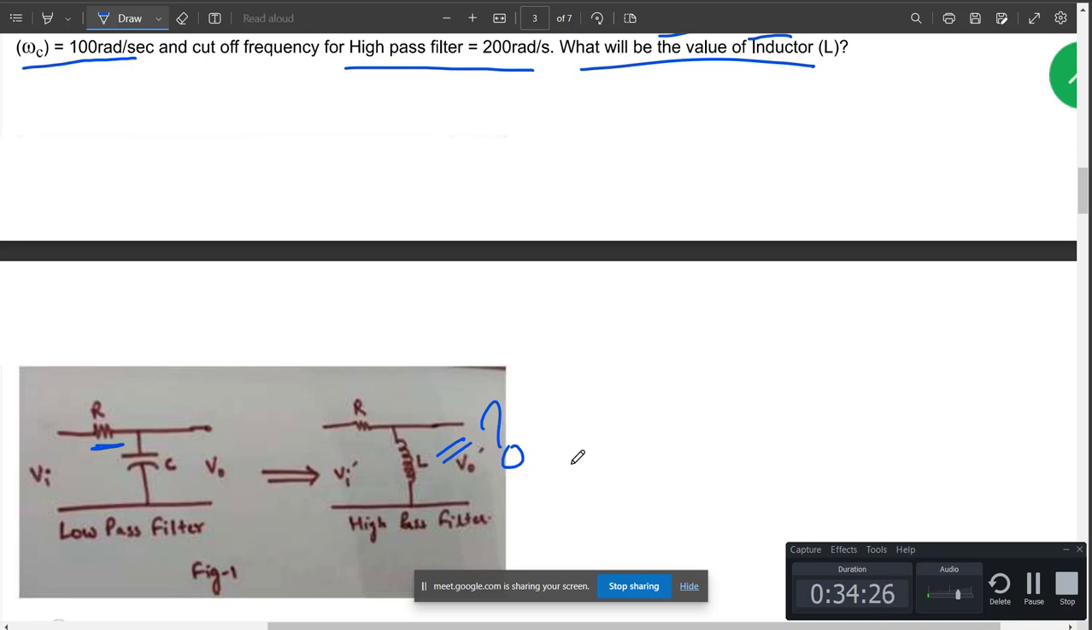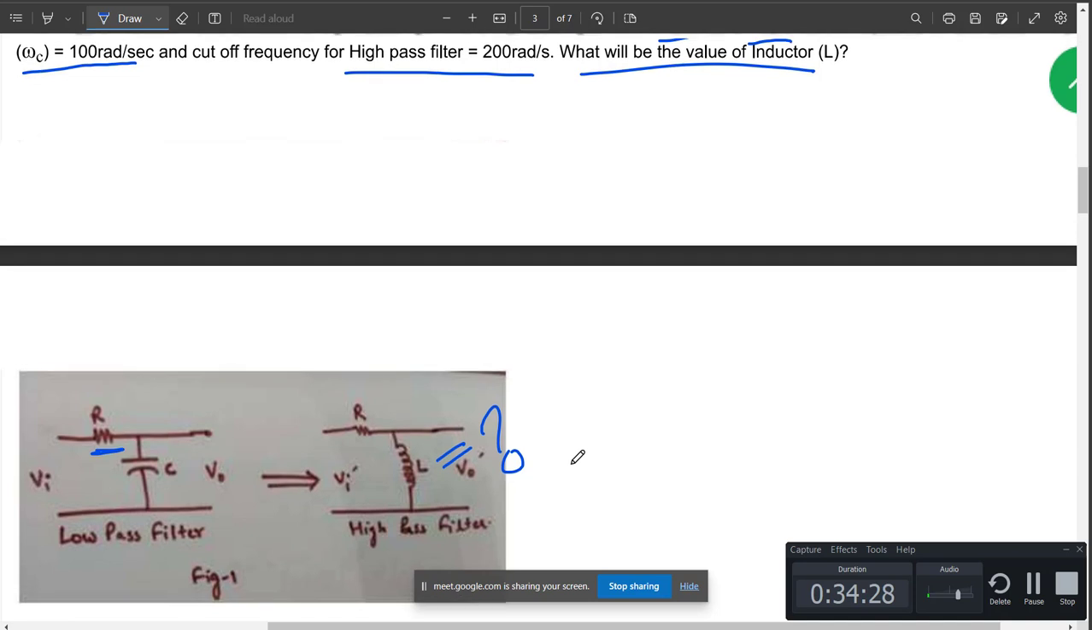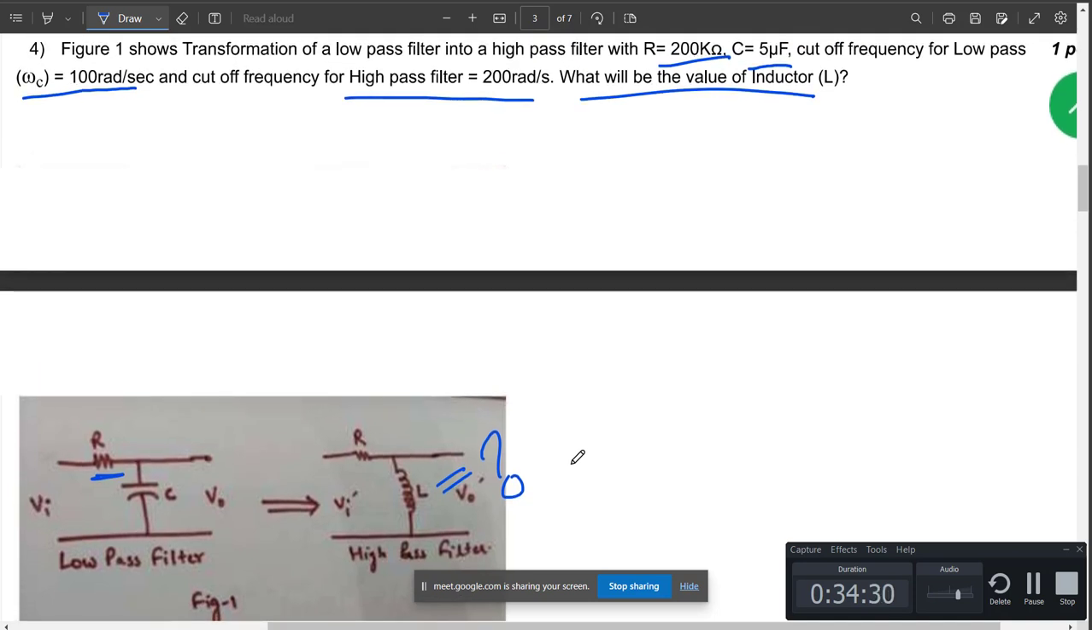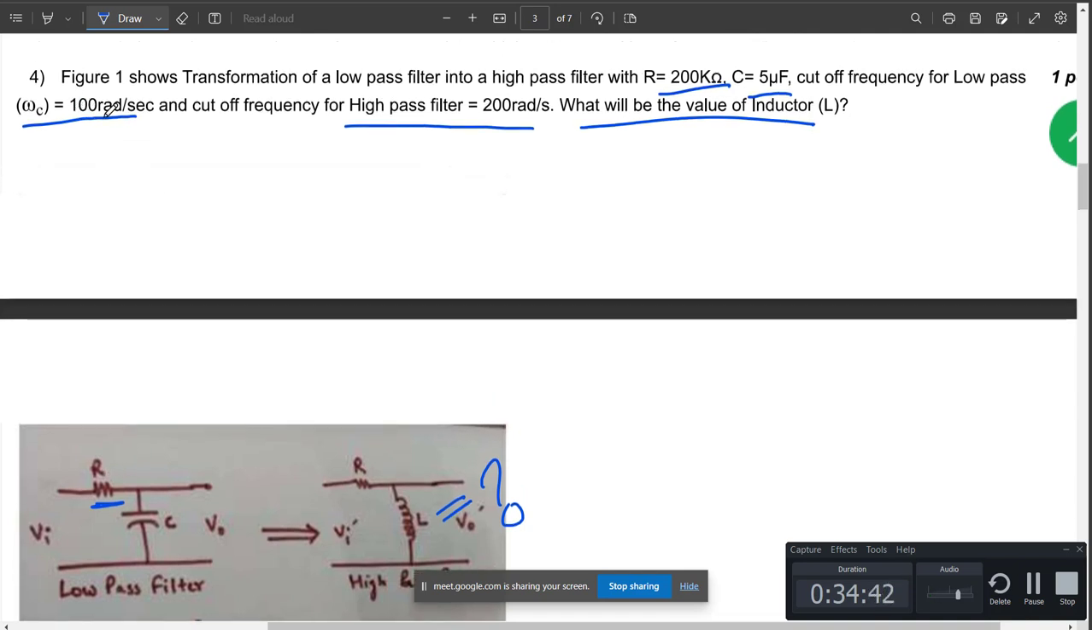So first, what you have to do is put the value of the cutoff frequency and the value of R in that formula. From there you can find C. With the help of that, you can find out C.